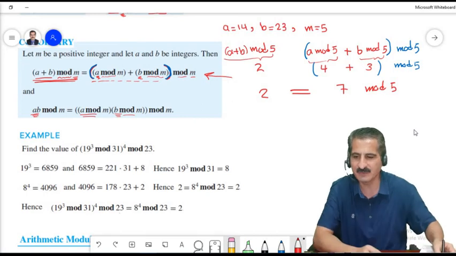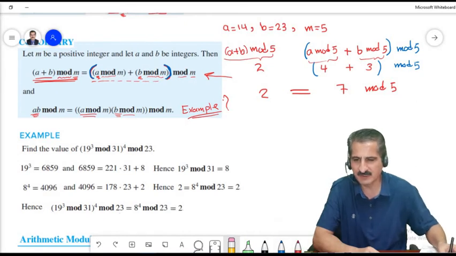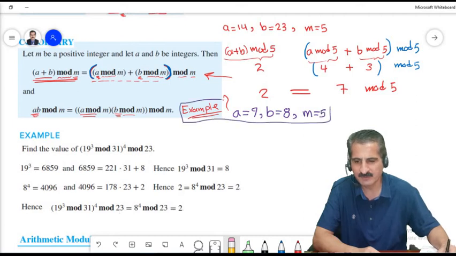So I will let you make an example for this, and I will help you by giving the example. Choose a to be 9, choose b to be 8, and again m to be 5. So work the example and make sure this part indeed is true. Okay?